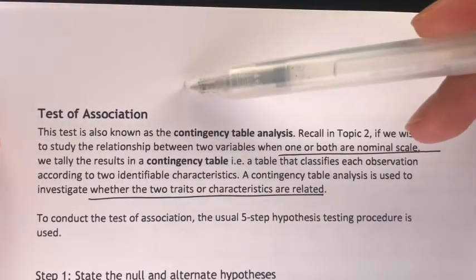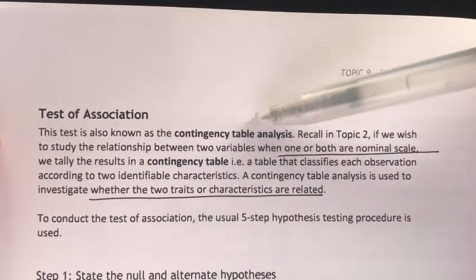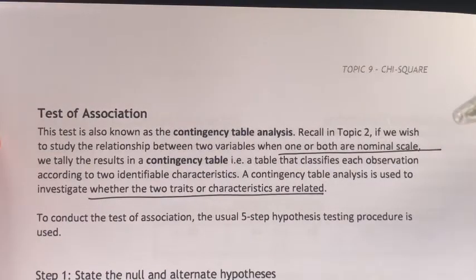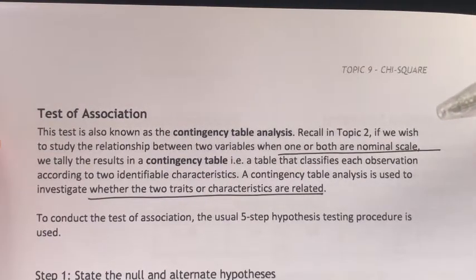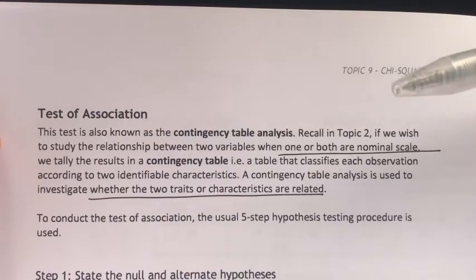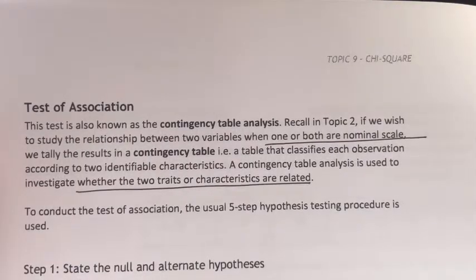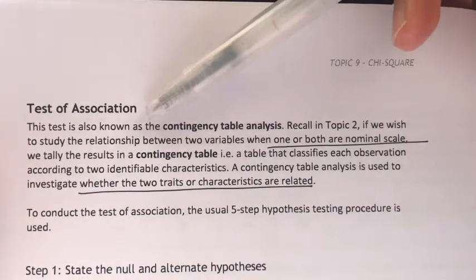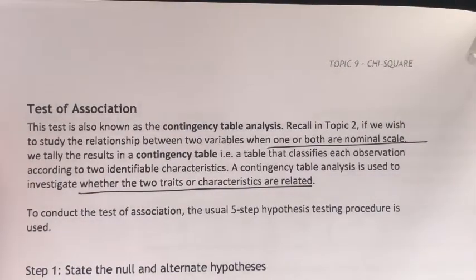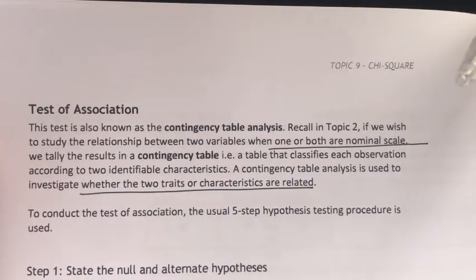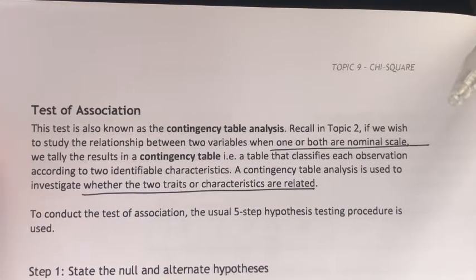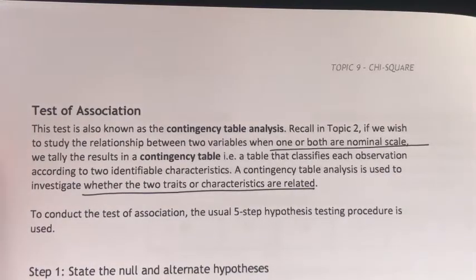This test is also called the contingency table analysis because we tend to group or classify all of our observations according to the qualitative variables in a table. So let's take a look at how to conduct this test. As usual, the 6-step hypothesis testing procedure applies. And as usual, the differences lie in step 1, where we write the hypothesis, and step 3 in calculating the test statistic.